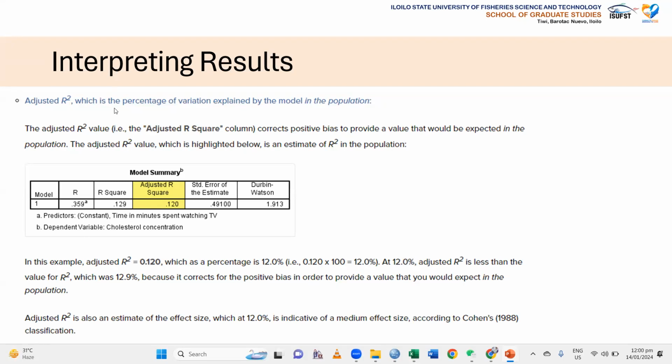Take note, the R squared that you have here is understood to be from the sample, but assuming it is from the population, it's 0.120 for the R squared. It adjusts. Adjusted R squared is also an estimate of the effect size, which at 12% is indicative of a medium-sized effect according to Cohen's classification.